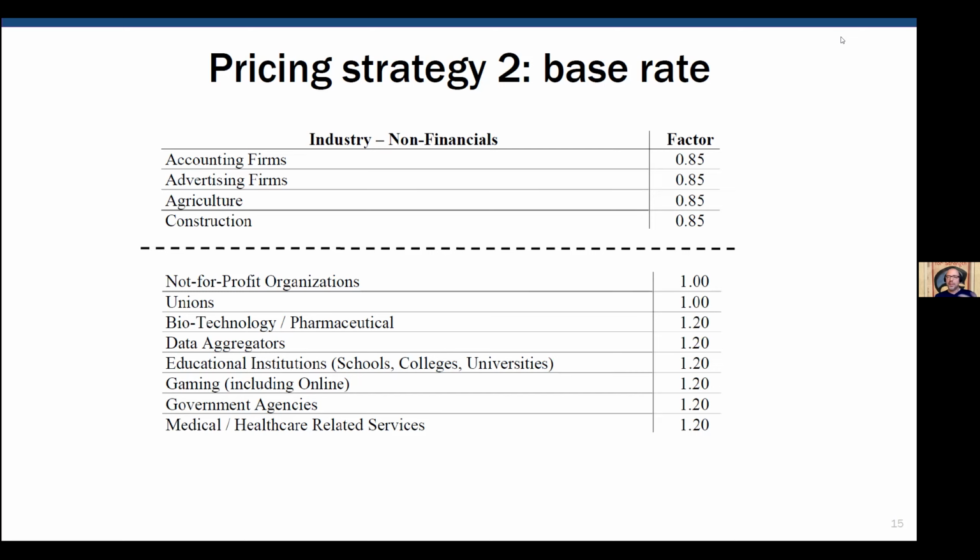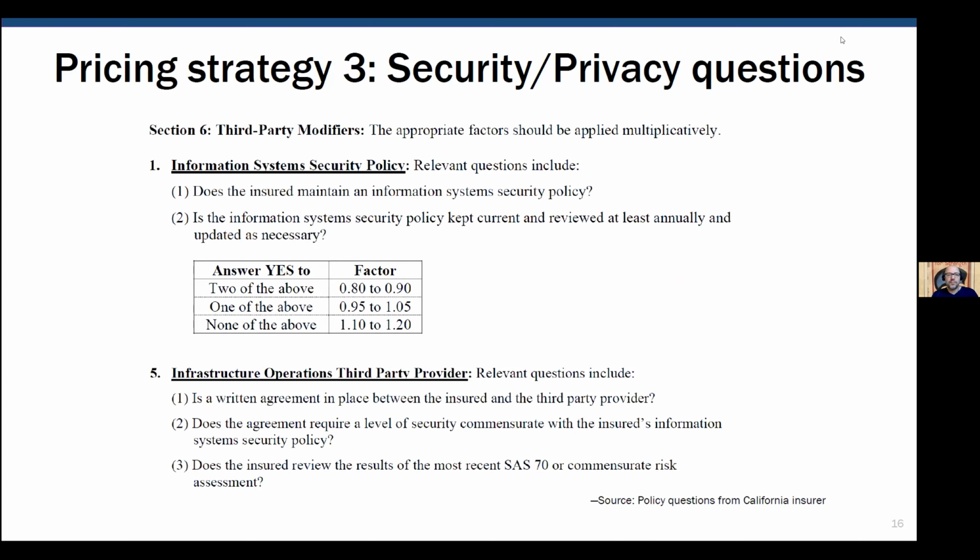So through whatever means, this carrier has created these hazard tables by industry, and they have identified that accounting companies are less risky, and so the multiplier for them is 0.85. On the other hand, medical or health-related services pose a greater risk, either because of their poor practices or increased target or threat, and so the multiplier for them is 1.2. And so you can see how this carries on and on. Any number greater than 1 is going to increase the premium, any number less is going to decrease it.